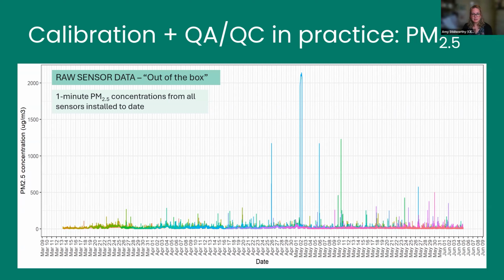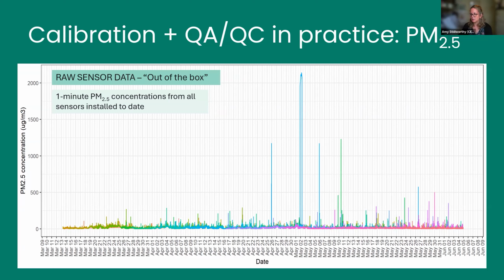This is 1 minute data, so there are many more fluctuations than you'll be used to seeing in hourly or even in 15-minute data. You can see the graph is dominated by a few high values, but you can also see periods where the sensors all see elevated lower levels, particularly during March and April.